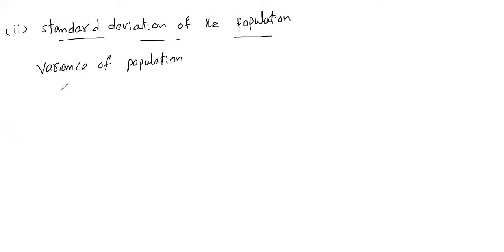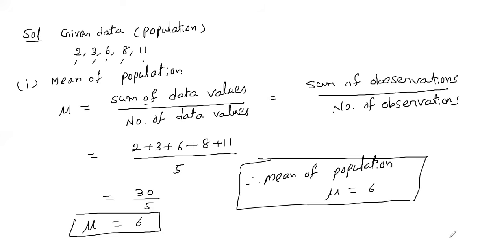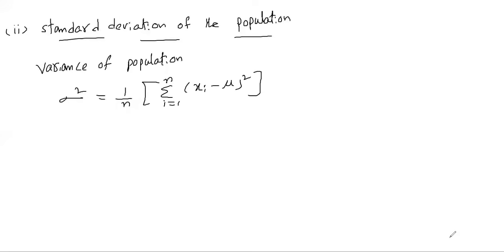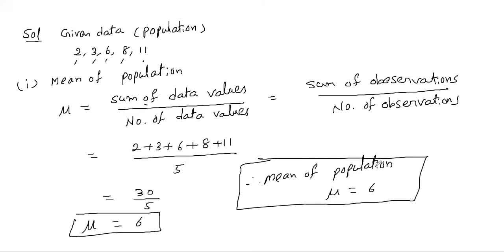Variance, you know, is denoted by sigma square. Its formula is 1 by n, summation i equal to 1 to n, xi minus mu whole square. This is the formula. Don't worry about seeing the formula, it is very simple. Mu is what you got in the first problem, 6. What are the xi values? The given data values: 2, 3, 6, 8, 11.